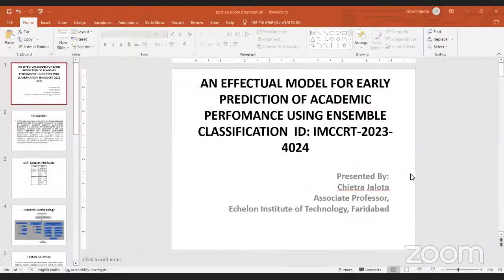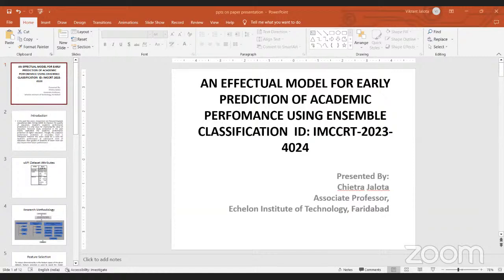Manuscript ID 4024. Is she available? Yes. Good evening, sir. Myself Chitra, and I am going to present my paper. My paper title is Ensemble Model Classification. I'm going to share my screen, sir. Just wait a minute, sir. Is my screen visible, sir? Yes, ma'am, it is visible.